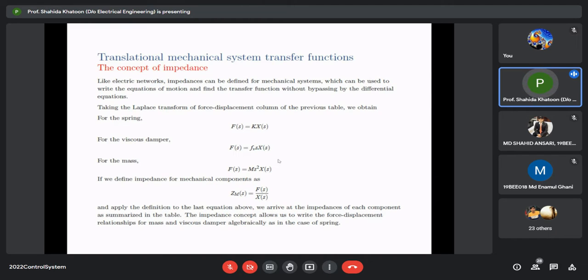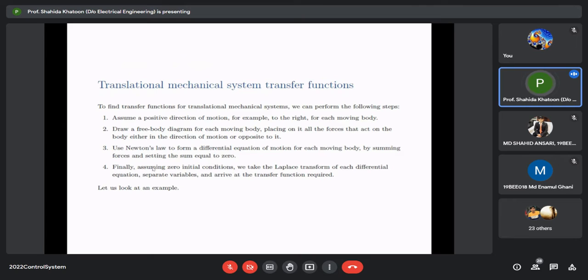And if we define impedance for a mechanical component as Fs upon Xs, Zms, then you can find that Fs upon Xs is K for the spring, Fvs for the viscous damper, and ms square for the mass. So by applying the definition to the last equation, we arrive at the impedances of each component as summarized in the table. So the impedance concept allows us to write the force displacement relationship for mass and viscous damper algebraically as in the case of a spring.